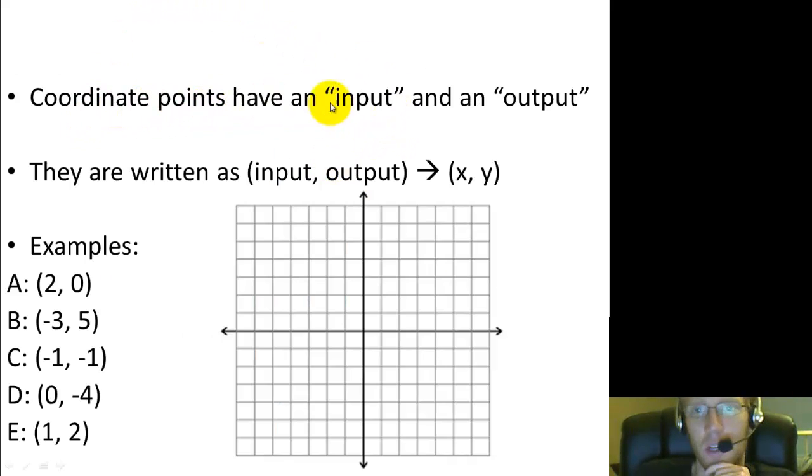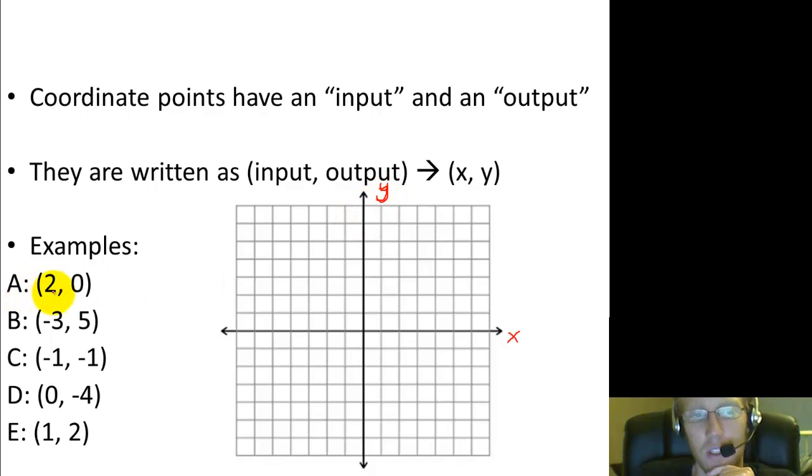Every coordinate point has to have an input and an output, and the way we write the points themselves is inside of parentheses, input comma output, or x comma y. You have to have parentheses around it. That's very, very important, and a comma in between the input and output. Some examples of points would be (2, 0) or (-3, 5). That's telling you the input value and then the output value, with the implicit idea that the input is on the x-axis and the output is on the y-axis. So we have to label this x and label this y. If they're not labeled, then it's implied that this is the x and y-axis.